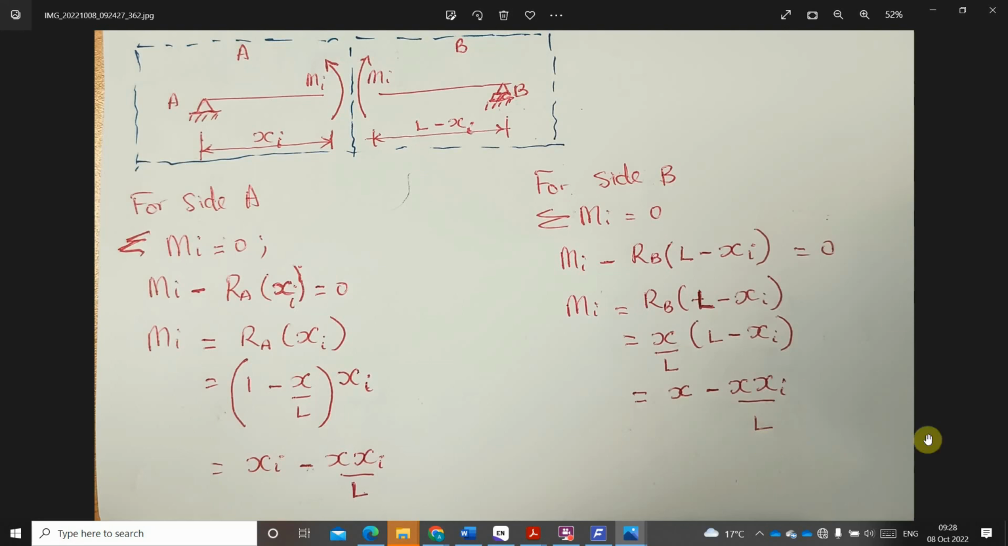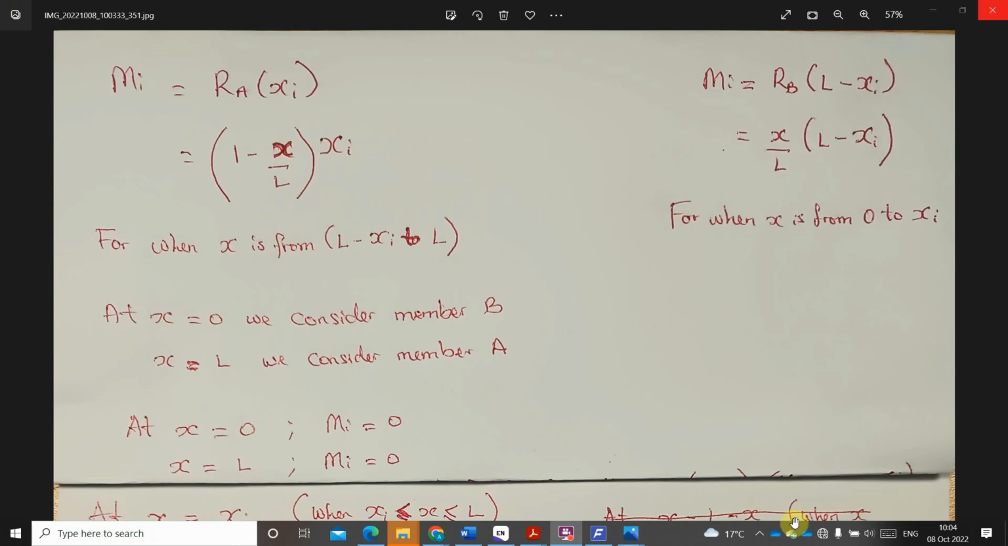So let me just do the calculation and show you what we are going to have. So we have it this way. At S equals 0, we consider member B, and at S equals L, we consider member A. And that is, at S equals 0 to xi, we consider member B, and at S equals xi to L, we consider the member A section.